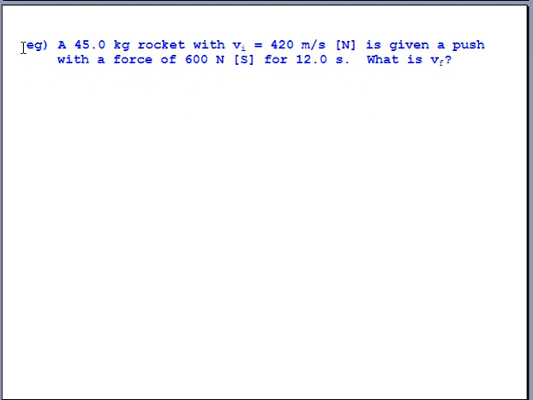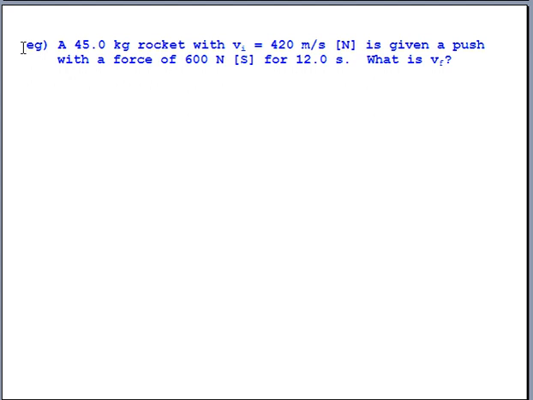Let's try this first one out. Got a 45 kilogram rocket, has an initial velocity of 420 meters per second going north, and it's going to be given a push from a rocket engine. The force is going to be 600 newtons. That's going to be a push to the south. So this rocket must be kind of turned around backwards, coasting backwards through space. We're going to fire up the engines for 12 seconds, and we're going to try to find the final velocity.